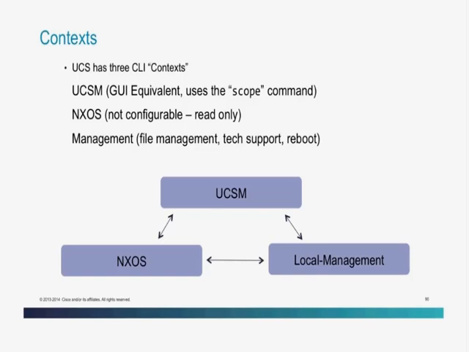NXOS, as I said earlier, you cannot configure like you normally configure your N5K switch. The FI is only a read-only NXOS prompt. You can configure it using the UCSM. And the third prompt is your local management prompt, that is used for debugging on the UCSM, for collecting the tech support files, and it's also used for rebooting or erasing the config. So it's the dangerous prompt, I would say.